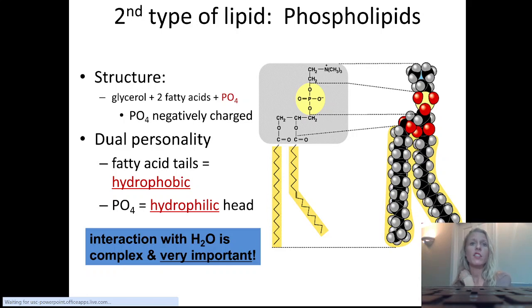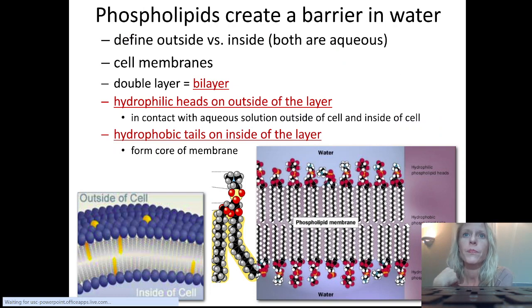Second type of lipid is the phospholipids. So there is a phosphate head and a fatty acid tail here. Okay, your phosphate head is both negatively charged and hydrophilic, meaning it likes water. And your fatty acid tail is hydrophobic, meaning it doesn't like water. Now, your phospholipids create a barrier in the water and they define the inside versus the outside of your cell.